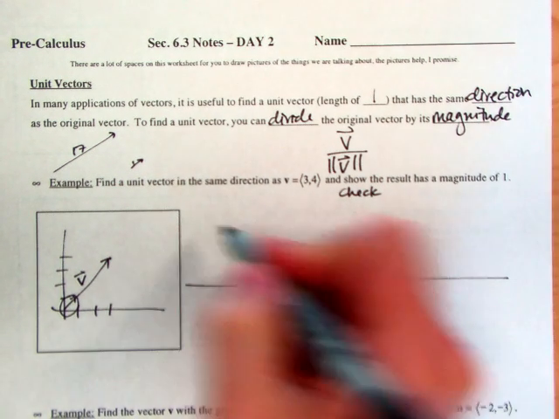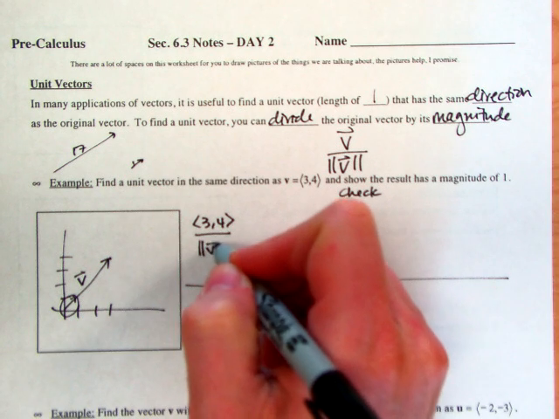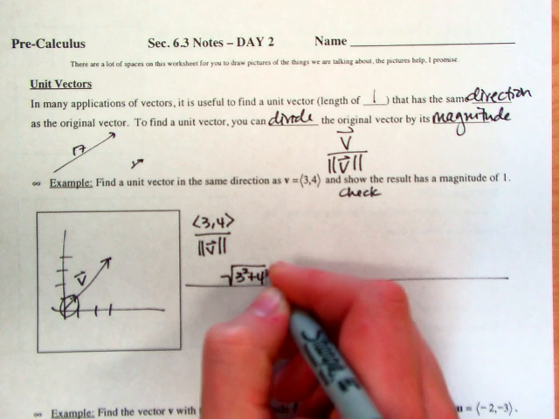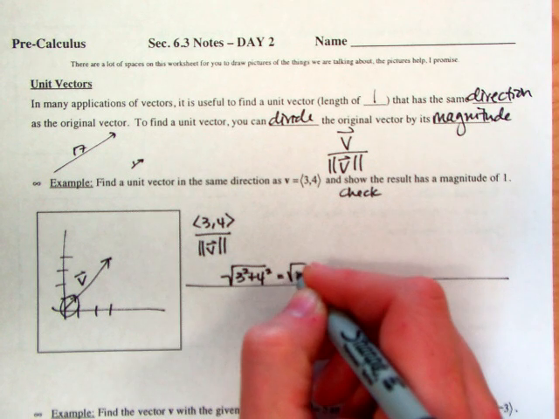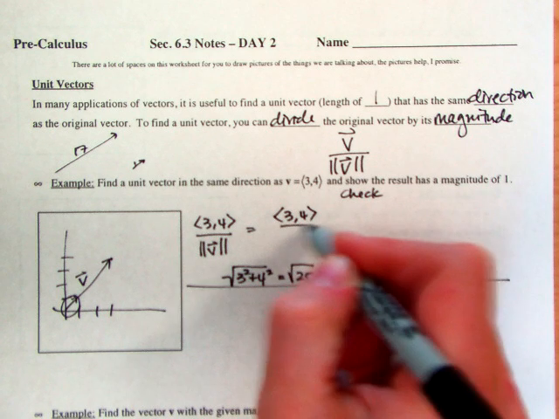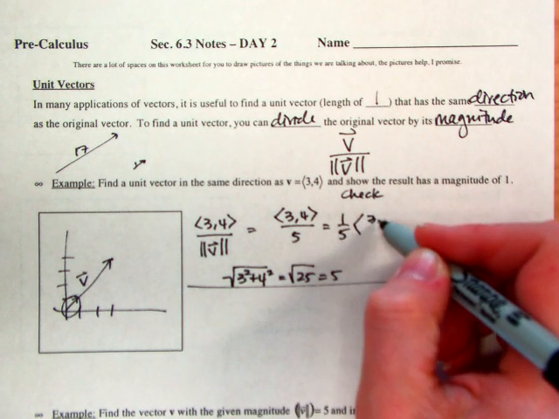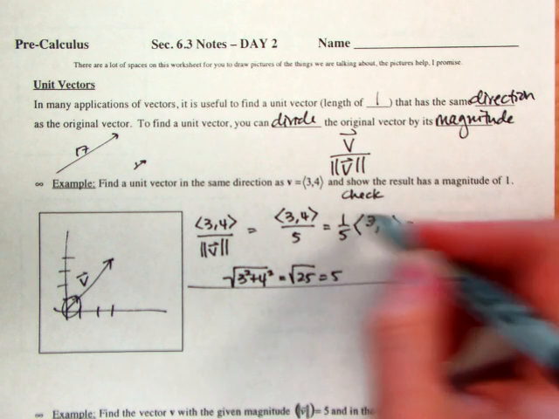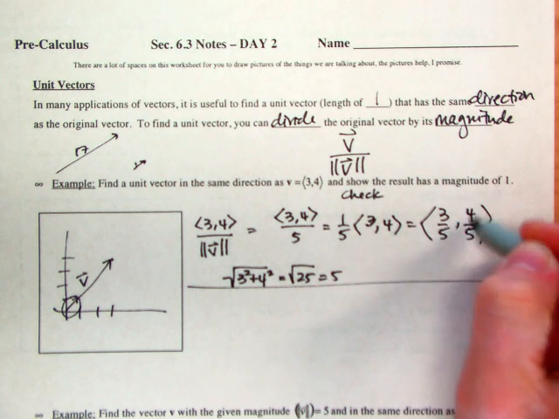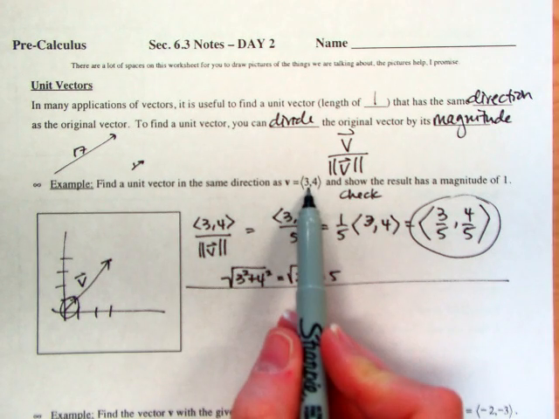Okay. So what I'm going to do is take 3, 4, and divide by the magnitude of it. So we go off to the side and find the magnitude, which would be 3 squared and 4 squared, which is the square root of 25, which is 5. So we're going to take 3, 4, and divide by 5. What I'm really doing is 1/5 of that vector. So I'm going to distribute that in there, and I'm going to get 3/5 and 4/5. That is what I think the unit vector is that goes in the same direction as this one.